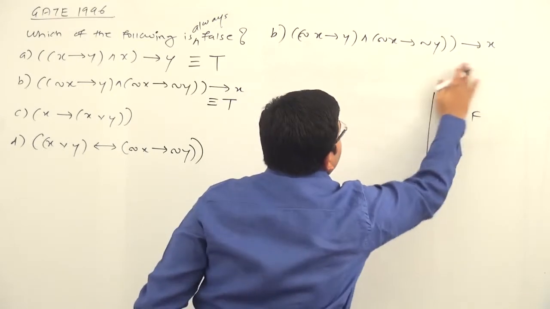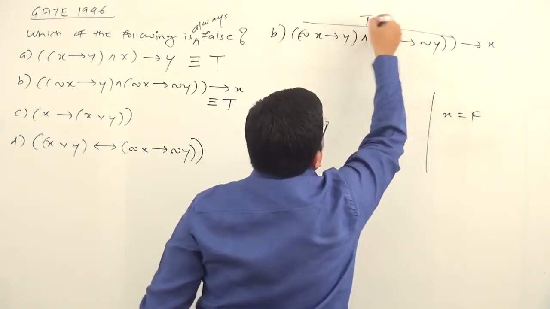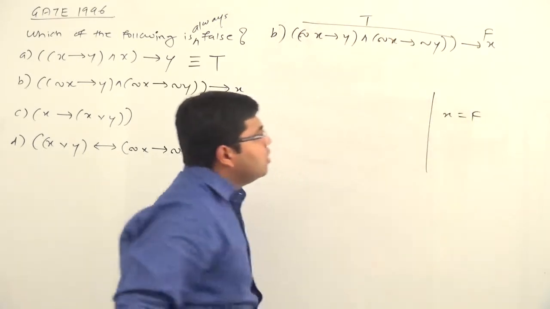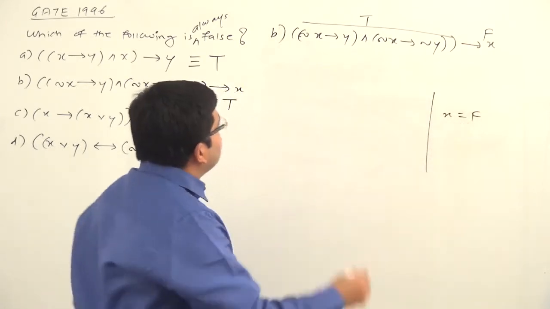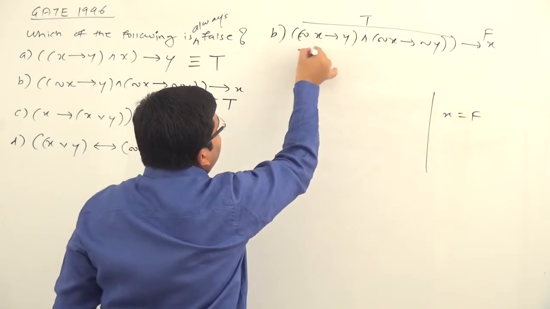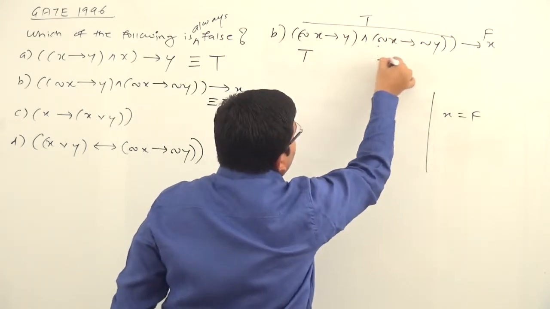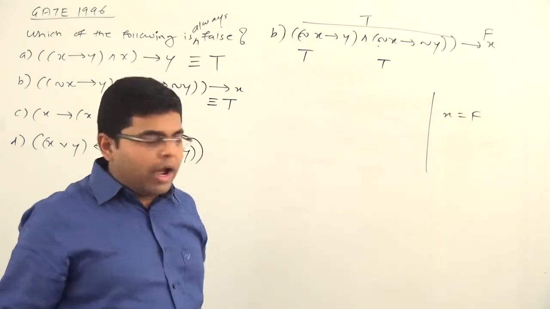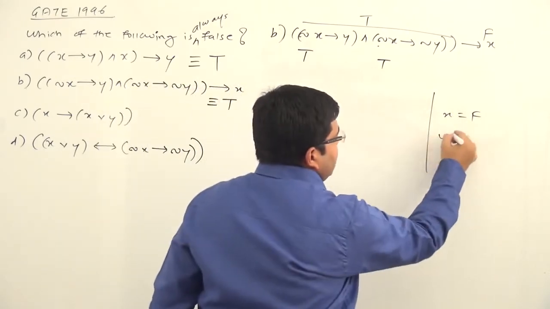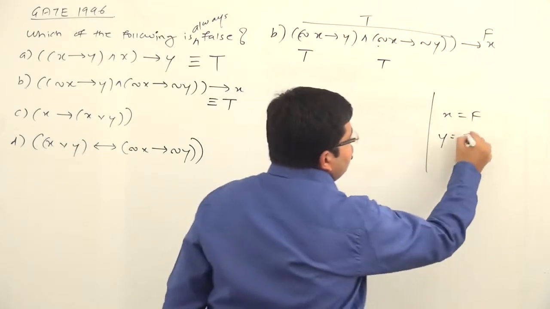I will write it here. You want true imply false. Okay, we have taken x equal to false. Now when you take x equal to false, this negation x will become true. Here also negation x will become true. Now you take any value for y. For example, you take y equal to true.